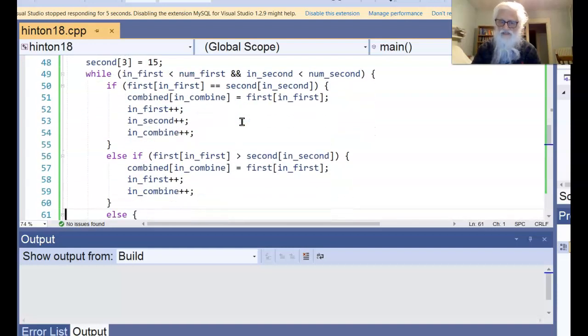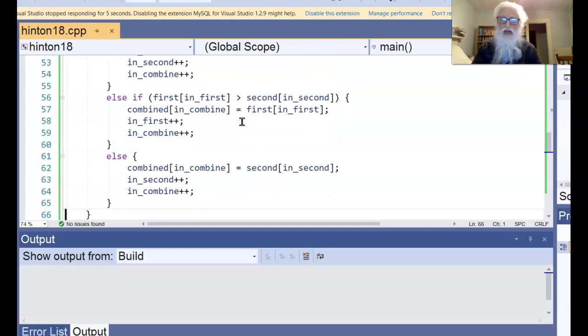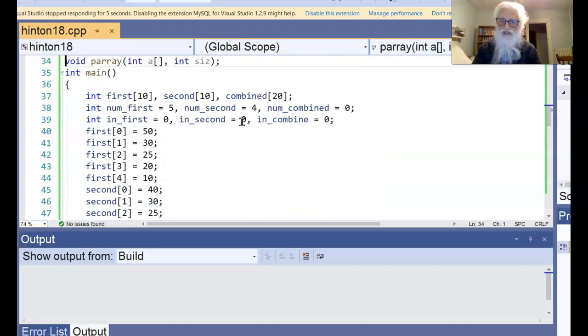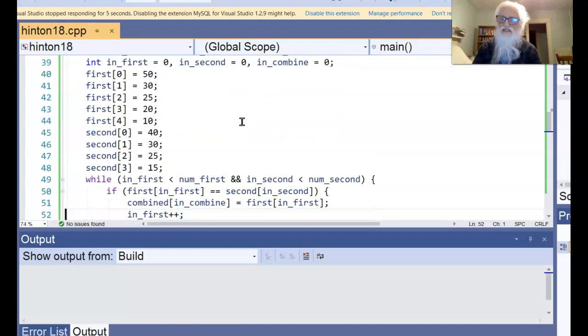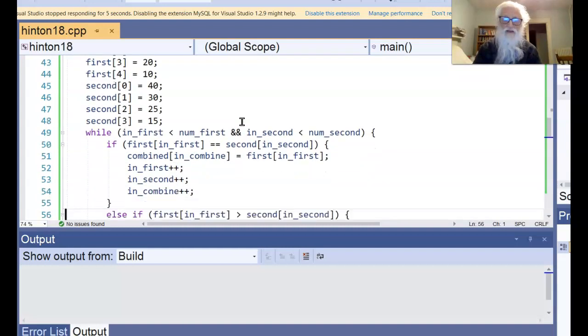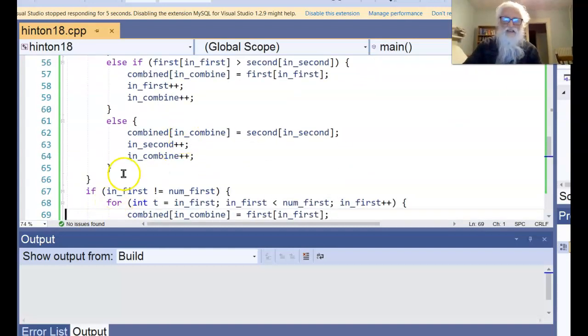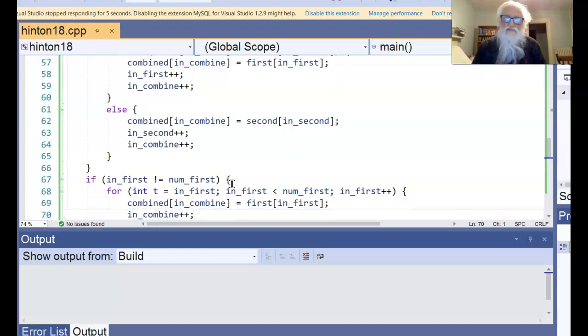It does the 3 cases I had. And then I keep going as long as both of them are less than the number inside their particular array. And then whichever one of them finished, if in first is not num first, in other words, there's something left in first, then move it. Start it in first and keep going as long as you're less than num first. And keep moving them along.